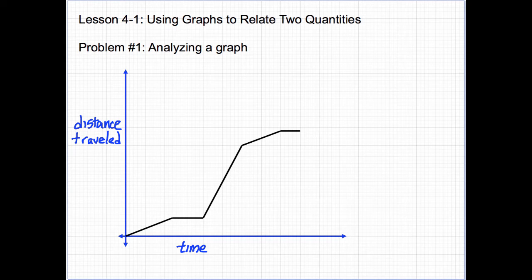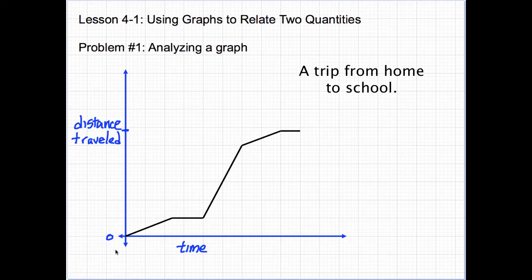In Lesson 4-1, we're going to learn how to use graphs to relate two quantities. The graph you see relates time to distance traveled. And this might be a graph of someone who is traveling from home to school. The distance at 0 would be the moment at which they are home. And when the distance is up here, whatever that is, that might be when they're at school.